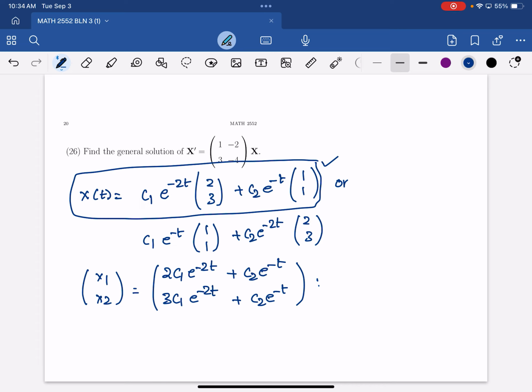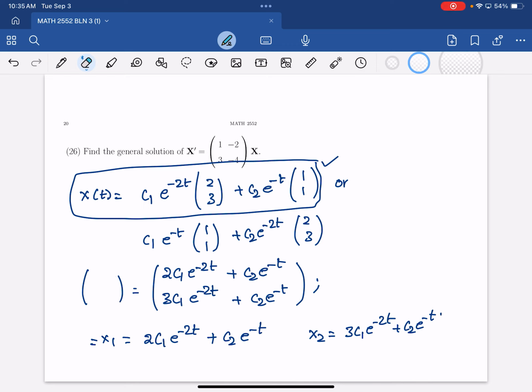So this tells you that x1 is going to be 2c1 e to the negative 2t plus c2 e to the negative t, and x2 is going to be 3c1 e to the negative 2t plus c2 e to the negative t, and x1 is nothing but, you know, from way back. Okay, now I want to be careful here. Because now I'm writing components, I want to switch up my notation. So this is my x1 and x2. My x1 is y, my x2 is y prime. Do you agree?